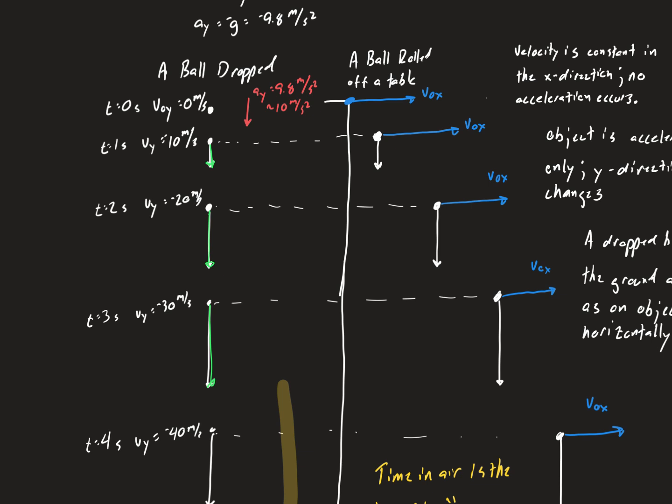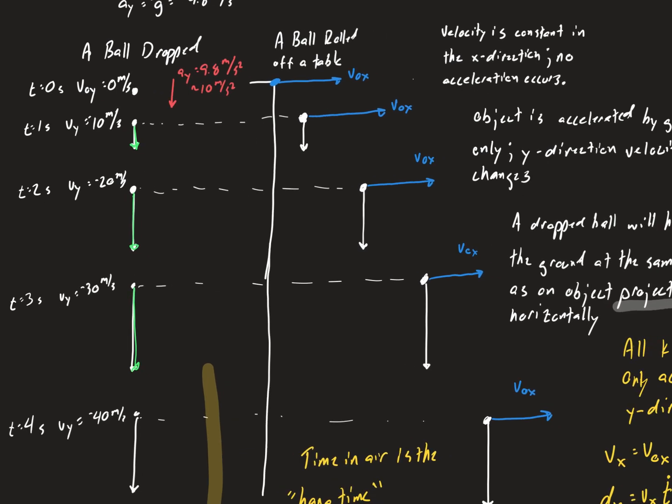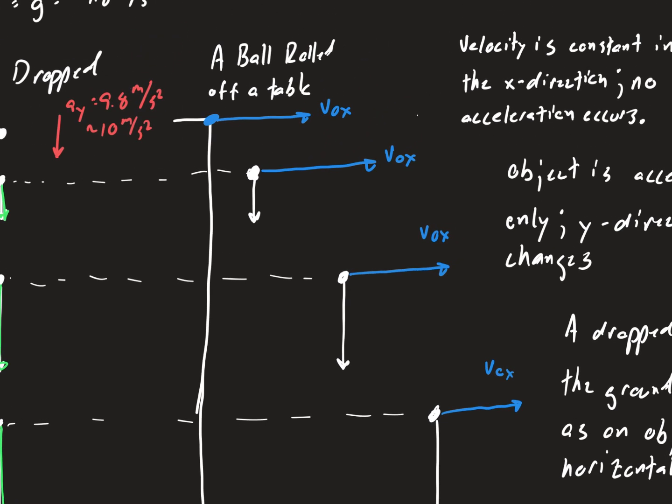Well, that makes sense. It's only being accelerated in the y direction and nothing is occurring in the x direction. But as a ball is being rolled off of the table, something a little different happens. At t equals 0 seconds, we understand that yes, it has an initial velocity in the x direction. It's being rolled or projected off of the table. But in the y direction, it's still being accelerated. At t equals 0 seconds, nothing is happening. It's just staying at rest in the y direction, but it does have speed in the x direction.